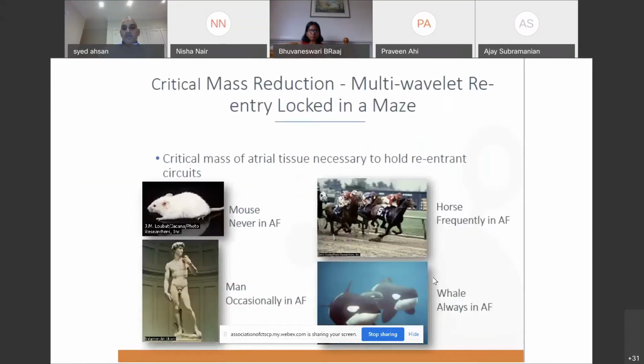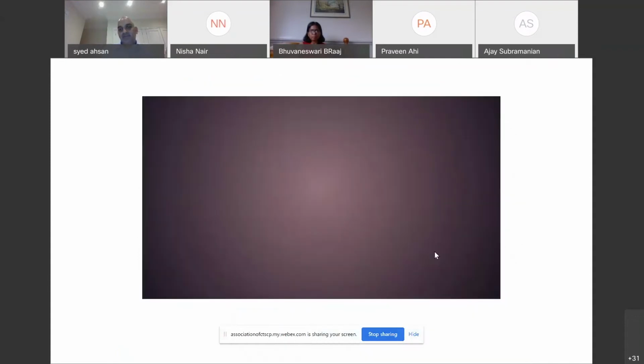So I just wanted to move on a little bit to talk about convergent AF ablation, which is something that I have a particular interest in. Just taking a step back, in persistent AF, there's a critical mass of atrial tissue which is necessary for the atrial fibrillation circuits to propagate and to maintain. This is dependent on the muscle mass. So in a mouse, we never see AF. In humans, we see AF occasionally. In horses with larger heart muscle, we see AF more frequently, and whales are always in AF. So the mass of tissue is really important.